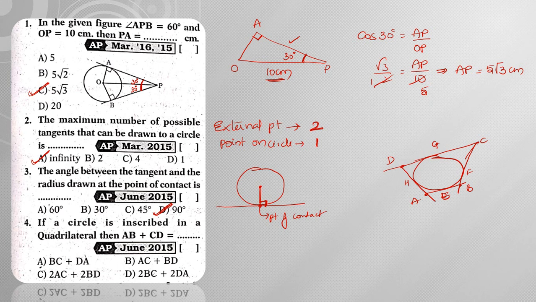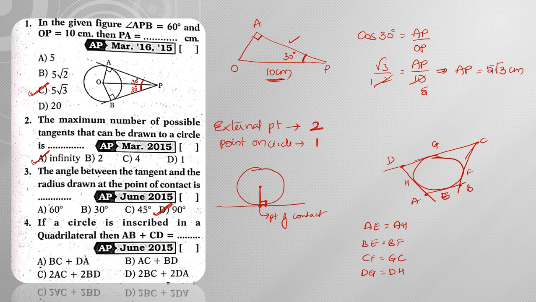Now already we have one particular theorem: from an external point, the lengths of tangents drawn to a circle are equal in length. So from this we can say that AE is equal to AH. Next, BE is equal to BF. Next, CF is equal to CG. Next, DG is equal to DH.